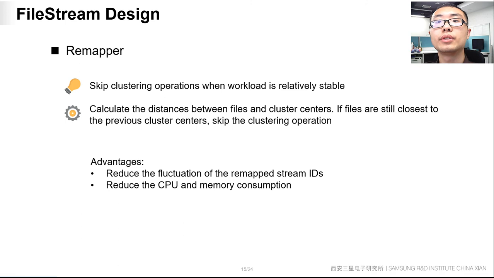Then we think that when the workload is stable, the clustering operation is not necessary. So before each clustering, we calculate the distances between files and the previous cluster centers. If files are still closest to the previous cluster centers, we think the workload is stable, and thus skip the clustering operation. This actually reduces the resource consumption and the fluctuation of the remapped stream IDs.